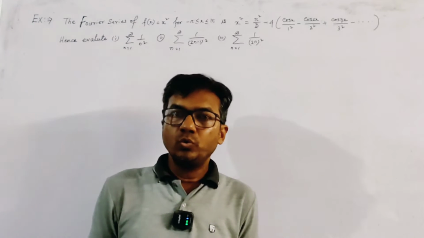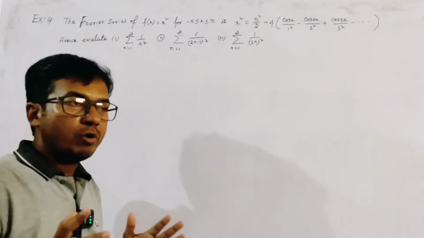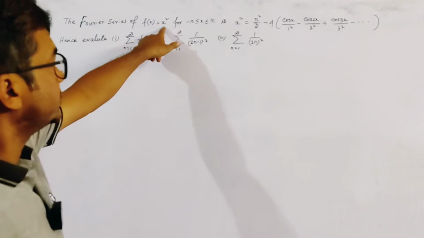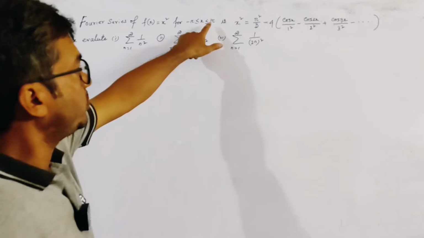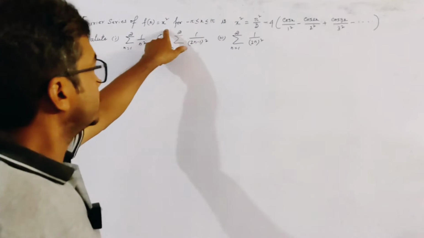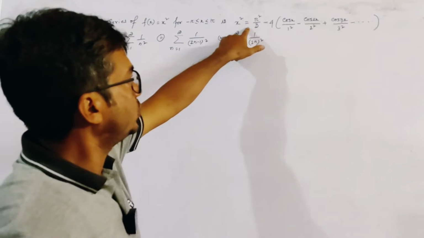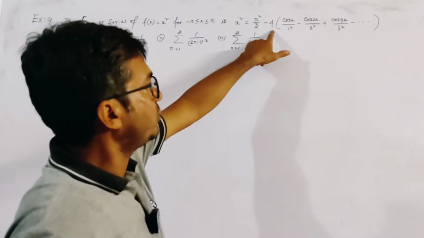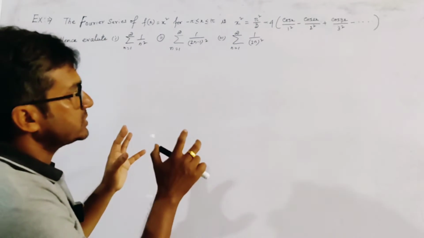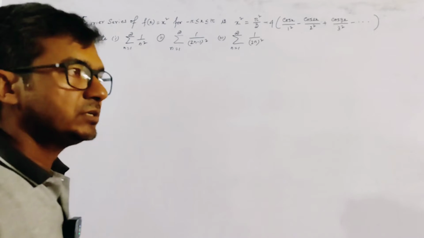In this class we find out the Fourier series of a function f(x), given by x square in the interval minus pi to pi, and we have to show that the Fourier series of x square in this interval is given by x square equal to pi square by 3 minus 4 into a series given. Okay, so we first evaluate the Fourier series of the function.